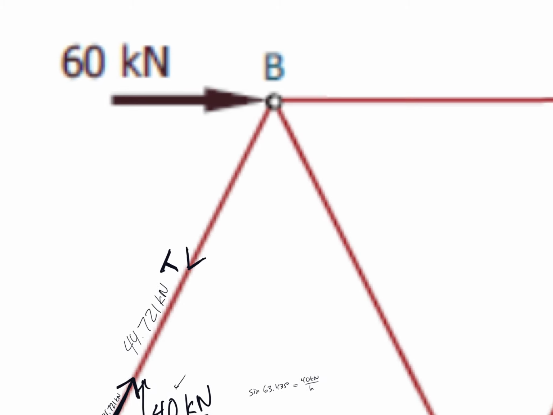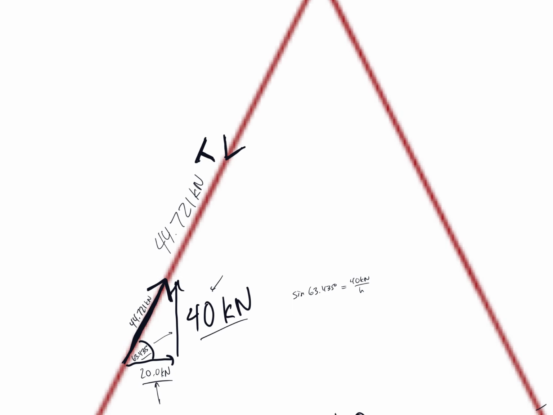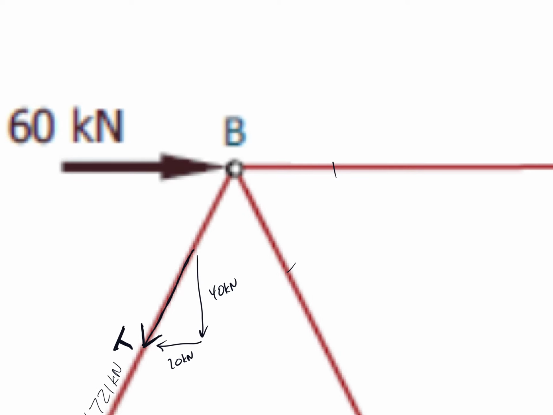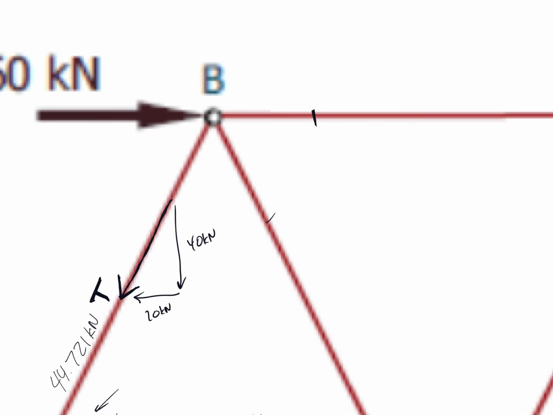I'm going to take this thing right here, and I'm going to convert it using this triangle. Basically it's the same triangle. It just looks like this. So this is 40 kilonewtons, and this is 20 kilonewtons. Let's see what we've got here. Both this one and this one have components in the y direction, but only this one has components in the x direction. So let's balance the x first.